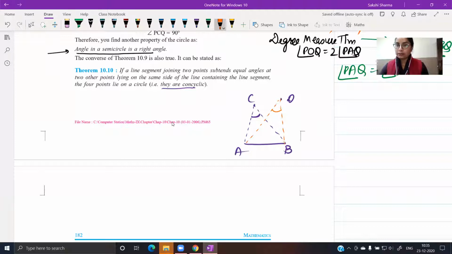Agar aisa ho raha hai, if this is happening, then what we can say is that these 4 points will be concyclic. Concyclic means these 4 points will lie on the circumference of the same circle, or we can say we will be able to find a circle passing through all these 4 points. There will be a circle which passes through all of these points.